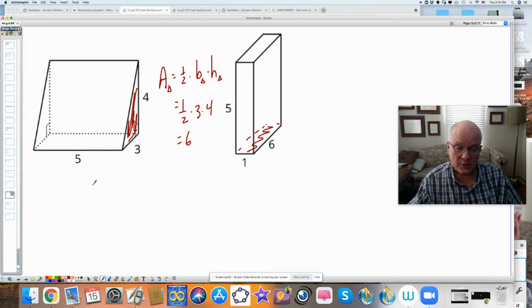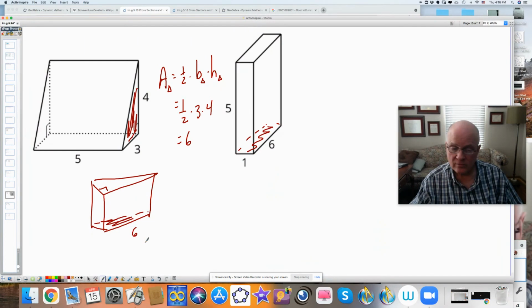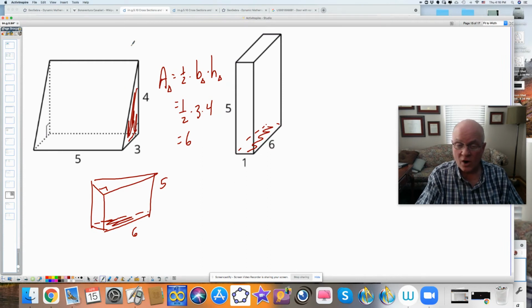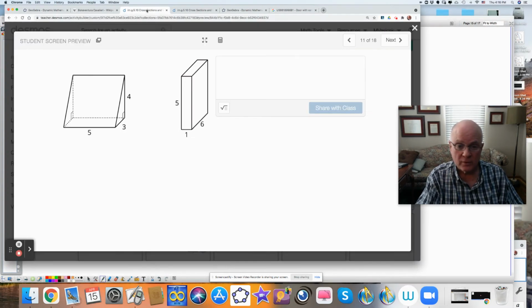So if I stand this up on its end like this, make it a triangular prism, the base here is going to be an area of 6, all along the height, and they both go up to a height of 5. These two figures, by Cavalieri's principle, have the same volume, and that's kind of important.